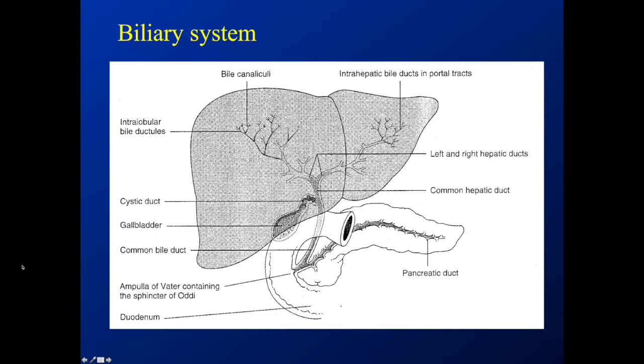And so you can see they start at these bile canaliculi that then expand into the intralobular bile ductules, and then these come down and form the left and right hepatic ducts that then coalesce into the common hepatic duct that passes the cystic duct of the gallbladder, and then this becomes the common bile duct, and then you have the pancreatic duct joining with the common bile duct, and at the end you have the ampulla of Vater containing the sphincter of Oddi that regulates flow.